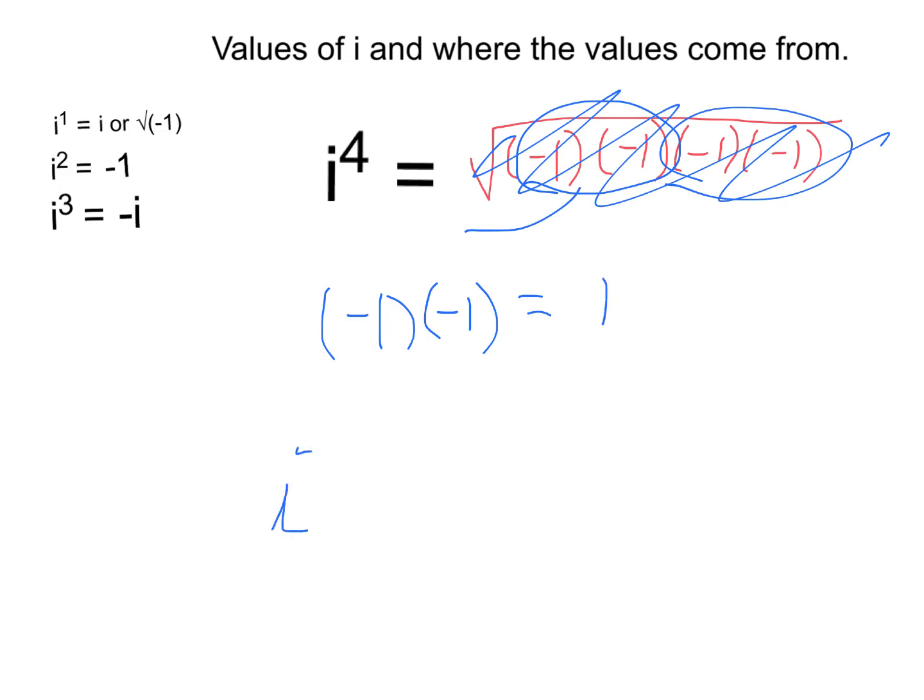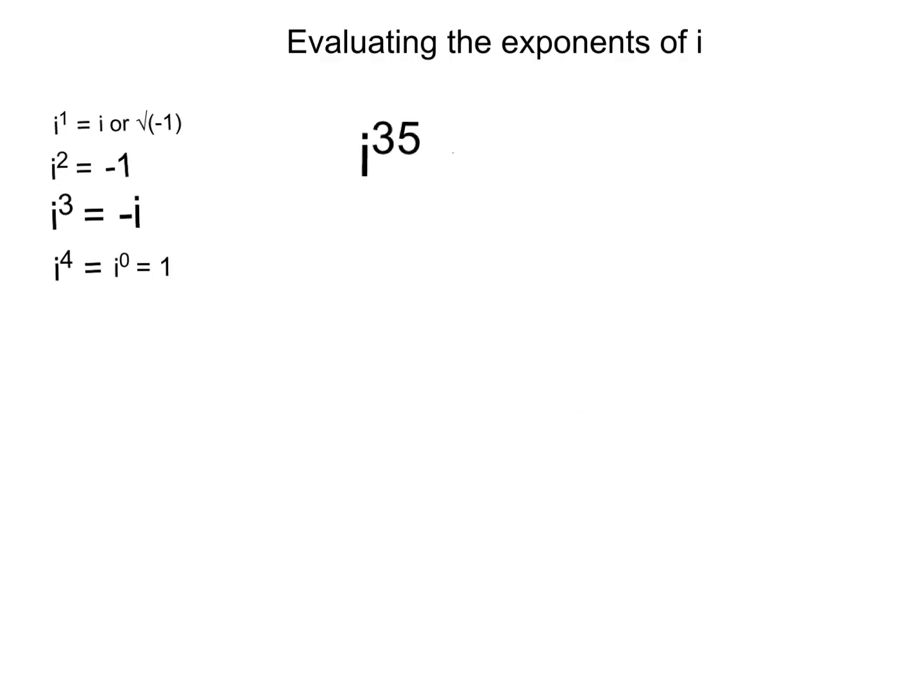Now, we now know that i to the fourth is really 1. But if we also think of it, i to the 0 also represents 1. Now the reason that is because the i's will cycle in a factor of 4. So now, in this example, we're going to ask you to evaluate what is i to the 35th in terms of these guys right here.